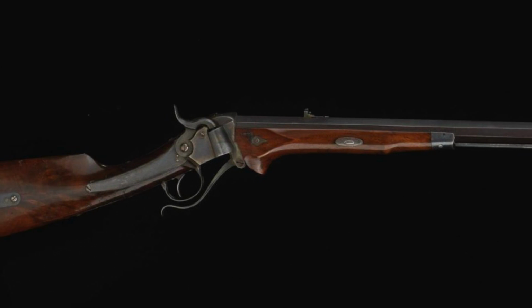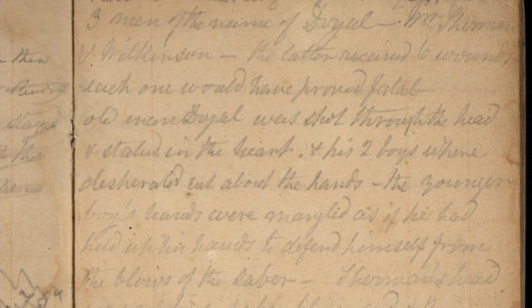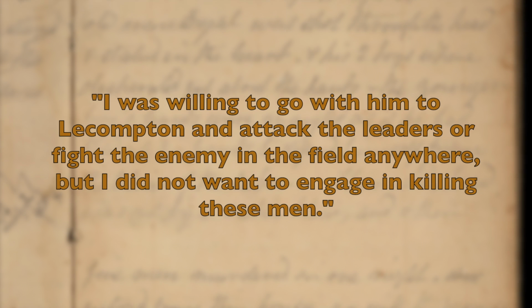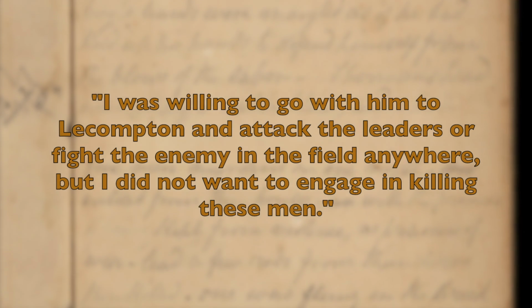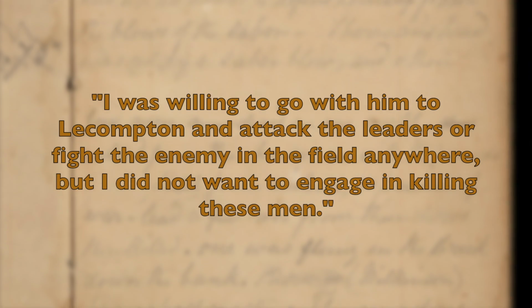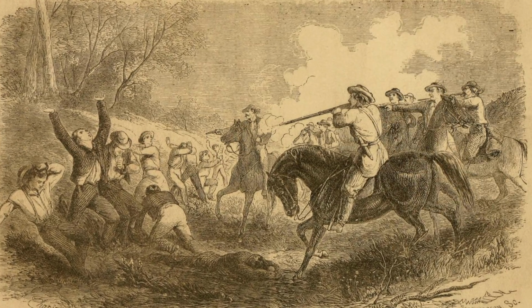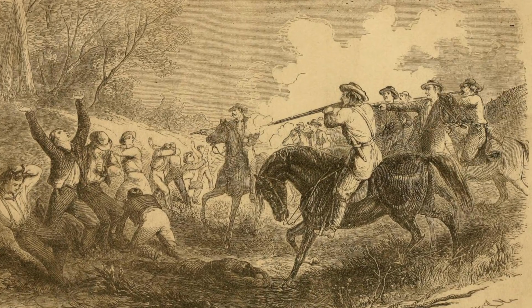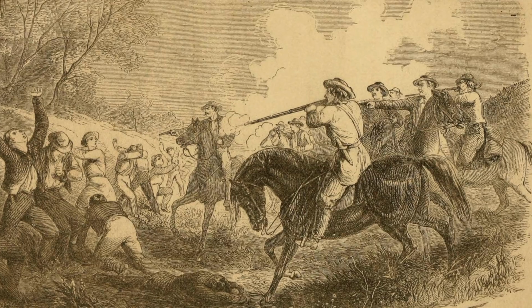killings. Brown asked him to point out all the pro-slavery men in his neighborhood, but Townsley said in his account of the massacre, "I was willing to go with him to Lecompton, a pro-slavery town, and attack the leaders, or fight the enemy in the field anywhere, but I did not want to engage in killing these men." Brown's attacks went unpunished, as did much of the violence on both sides. This was just one instance of many future conflicts that would happen in bloody Kansas.